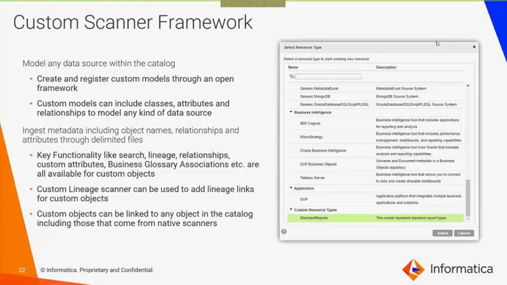But very quickly, this is a separate resource type called a custom resource type. You can see it from your catalog administrator. Then you can create any model that suits your requirements. The key functionality will include search, lineage, and pretty much anything else will be available for custom objects. A custom lineage scanner can be used to add lineage links for custom objects. I'm going to cover this very important point in my next slide.